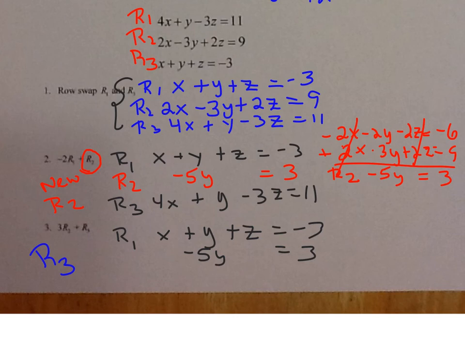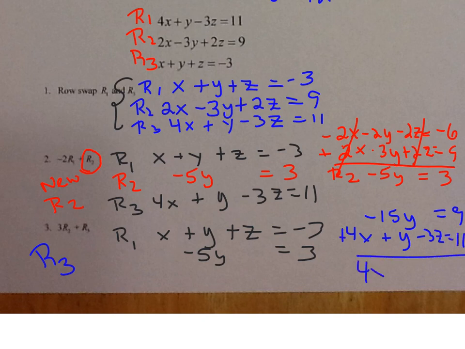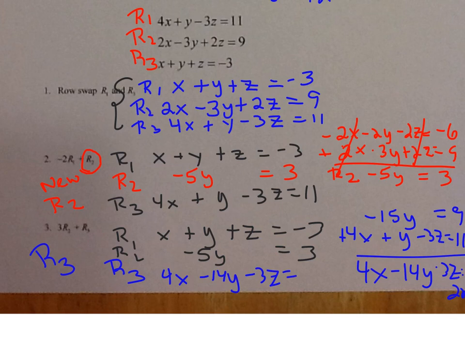So on the side, I'm going to do 3 times row 2, which is negative 15y equals 9. And I'm going to add that to row 3, and row 3 is 4x plus y minus 3z equals 11. So when I add them together, I get 4x minus 14y minus 3z equals 20. So that becomes my new row 3. So my new row 3 is 4x minus 14y minus 3z equals 20.